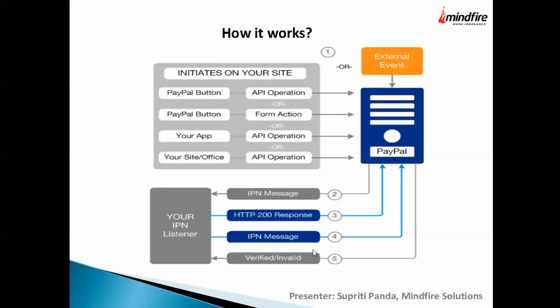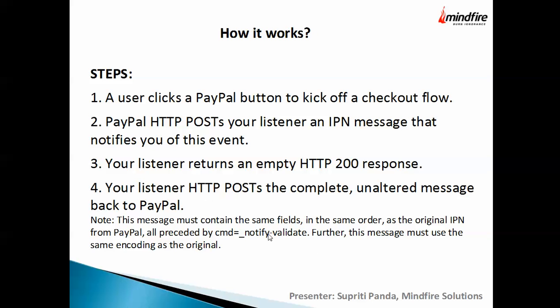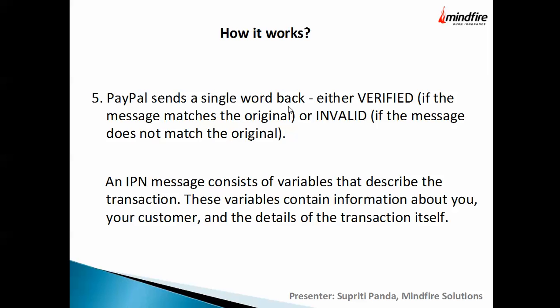The only difference is it will add one more parameter, which is cmd equals _notify-validate, which says that you want to validate that IPN message. This is the only parameter you add and send back to PayPal. Then PayPal sends a single word: verified if the message matches the original, or if it doesn't match, it will send you invalid.